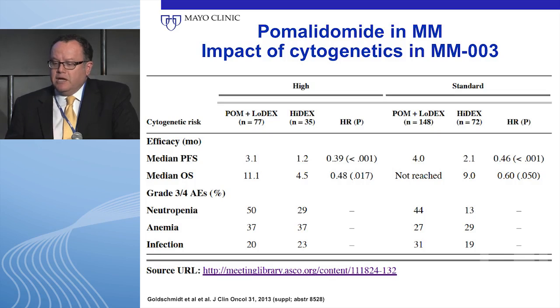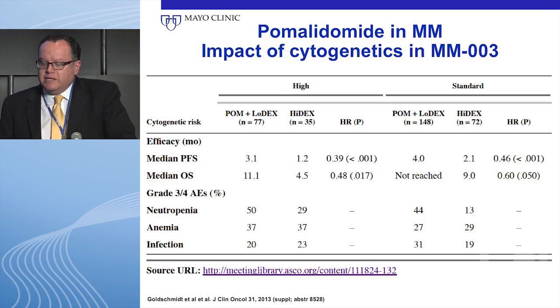It's been recently said that perhaps PomDex is able to overcome some of the abnormalities that are used to classify this high-risk disease. But when one starts looking at the actual numbers of survival differences, they really are trivial. So I'd like to propose that any patient who's double refractory in and of itself already has high-risk disease. And I wouldn't necessarily use this data to choose one regimen versus another.